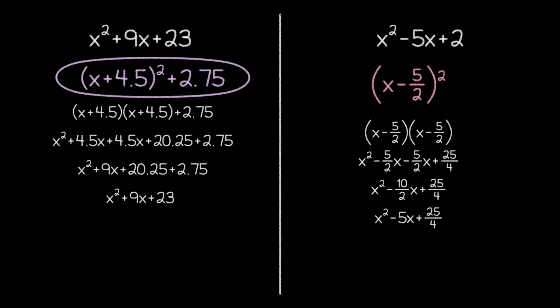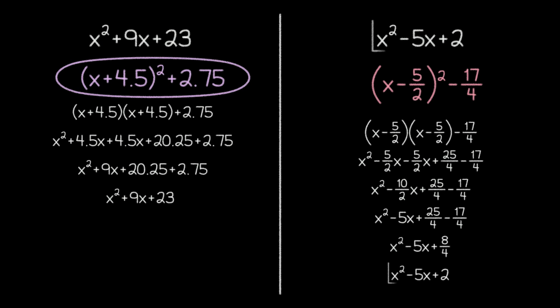Next, we need to fix our constant term, which is currently 25 over 4. If we rewrite the 2 from the desired expression as 8 over 4, and then subtract 25 over 4, we can see that we need to adjust our constant term by subtracting 17 over 4. When we eventually get this simplified, we can see that our guess matches our original expression, so we have indeed achieved the vertex form.